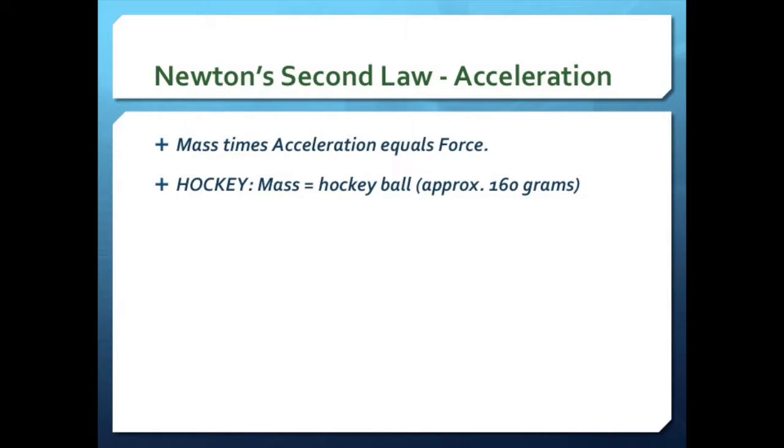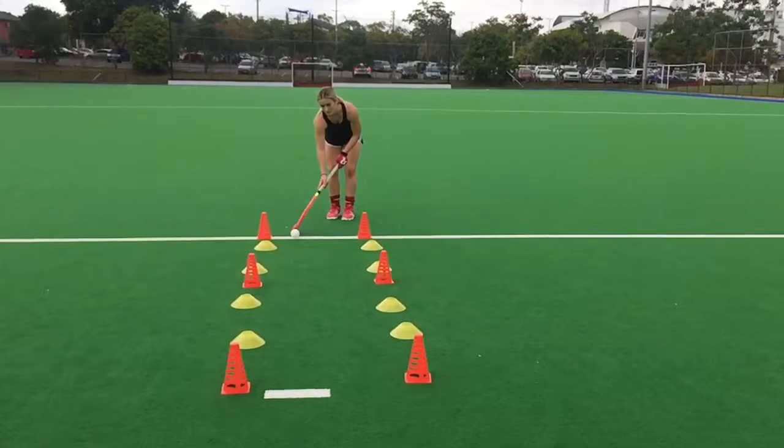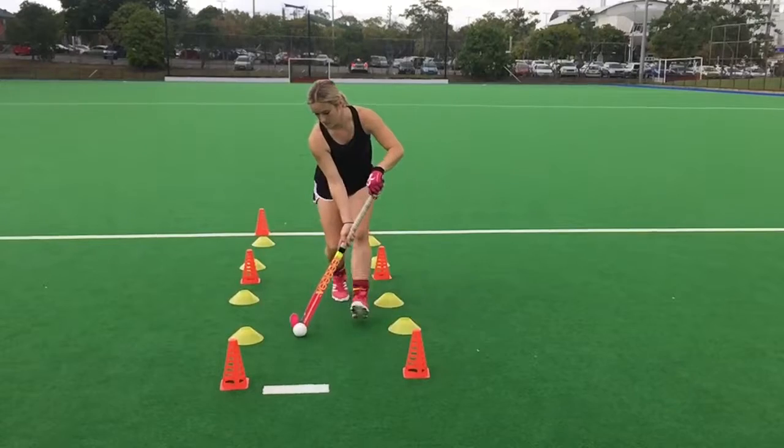Newton's second law of motion, acceleration, states that mass times acceleration equals force. The mass in this case would be the hockey ball and the relative size of it, approximately 160 grams. The acceleration comes from Tiana's ability to move the ball forward. The more strength behind the push, the further and faster it will go. Therefore, it is dependent on Tiana as to what the force equals due to the variable of acceleration as an individual, as well as the acceleration that she chooses to use when dribbling.